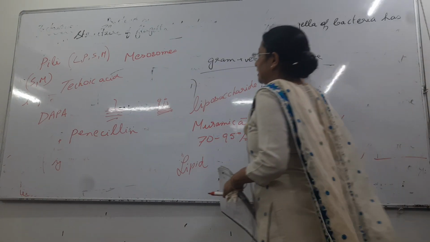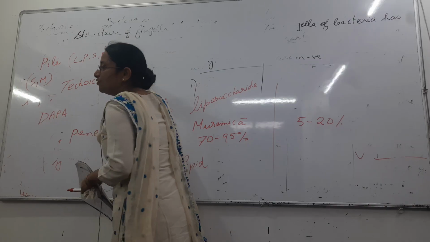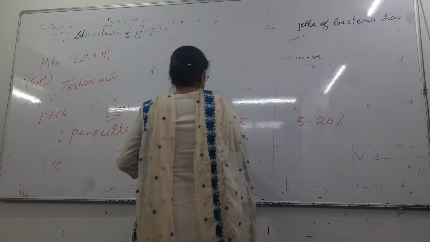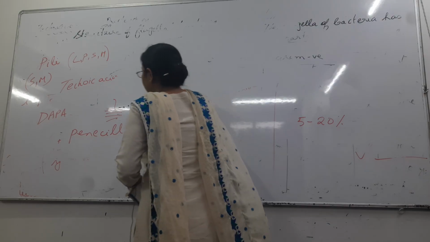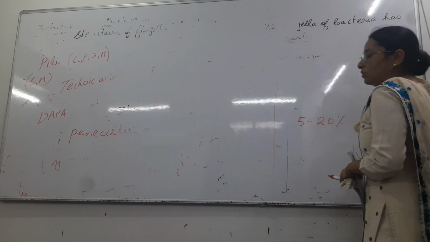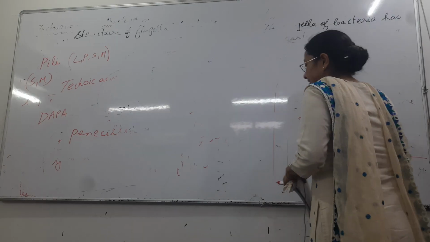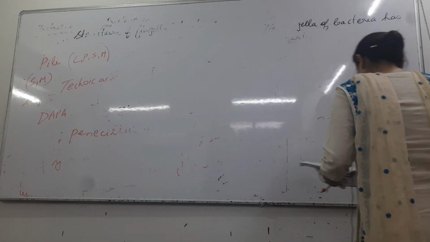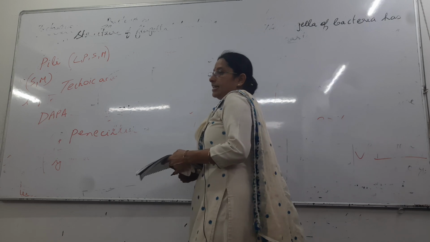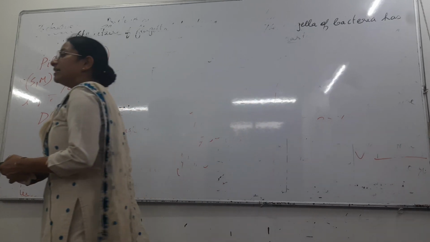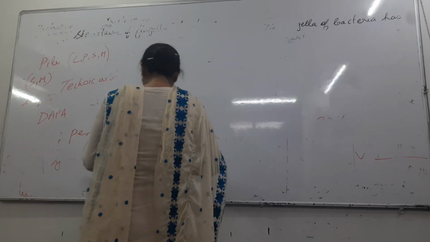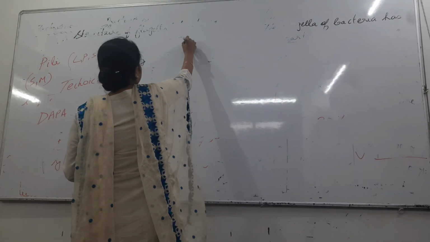Next point. In gram positive, write: only few forms are pathogenic. Only few forms are pathogenic. And in gram negative, more forms are pathogenic. Pathogenic means what? Disease causing, right?